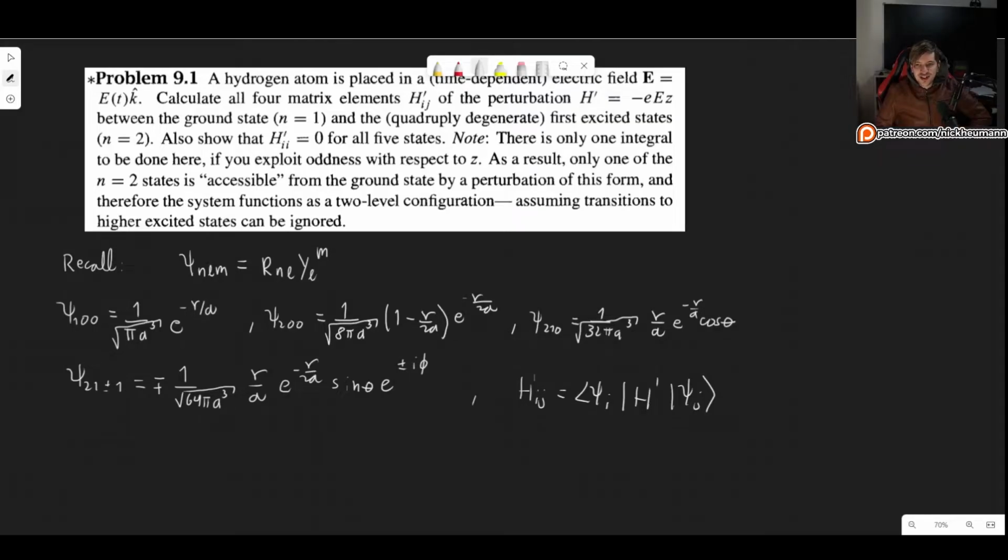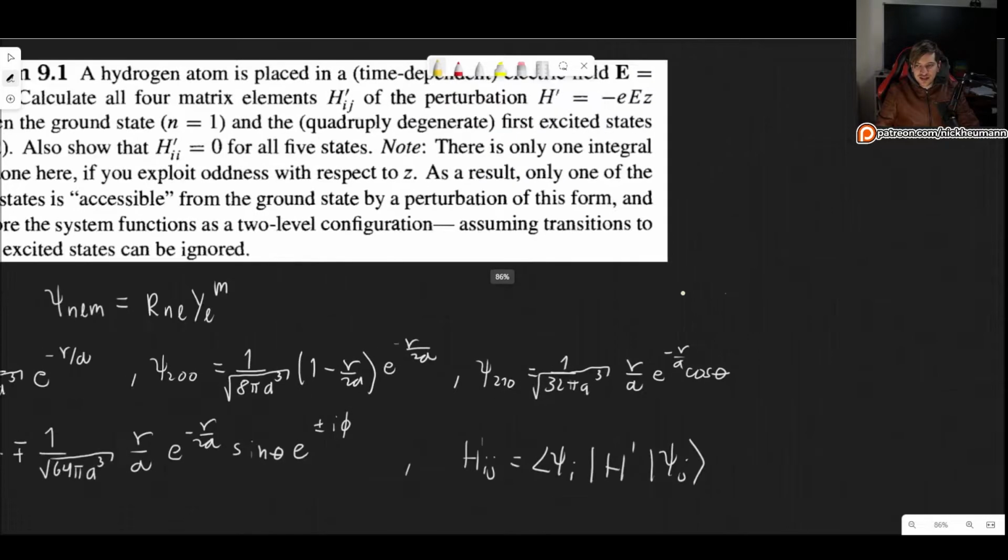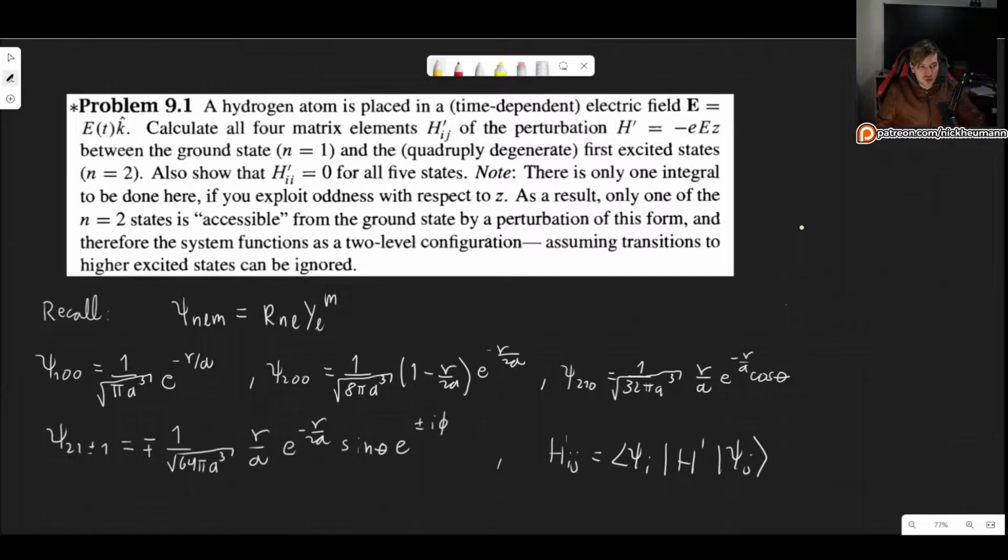Welcome! In this video, I'll show you how to solve problem 9.1 as it appears in the third edition of Griffiths Introduction to Quantum Mechanics. Now, this problem states the following.